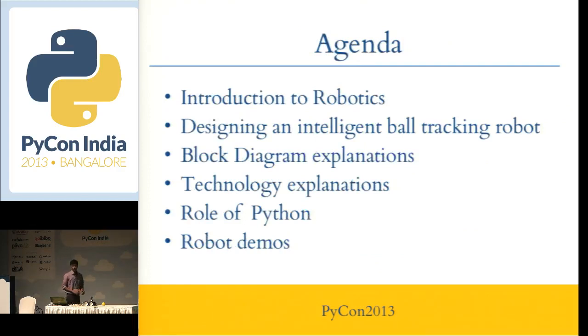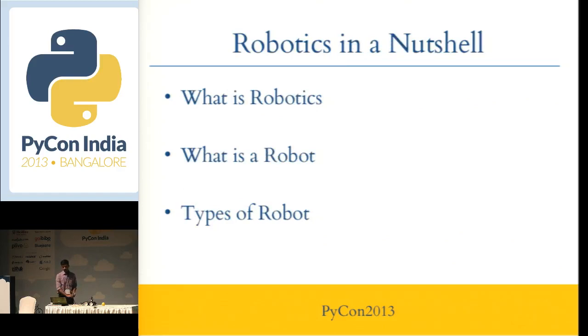First, I'm going to give some introduction to robotics, basic definitions. Then we are going to design a robot. The application of this robot is that it will track a ball, a colored ball, or any colored objects. And then I will explain the blocks. Block means the components. Then the technology. Then where we use Python in this robot. Then finally, I'd like to do some demos using this robot if it works. Okay, so we can start.